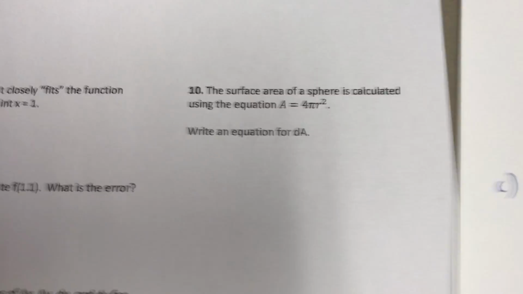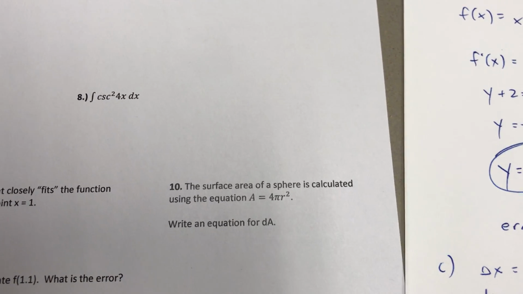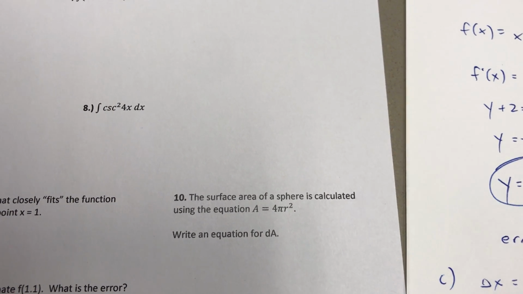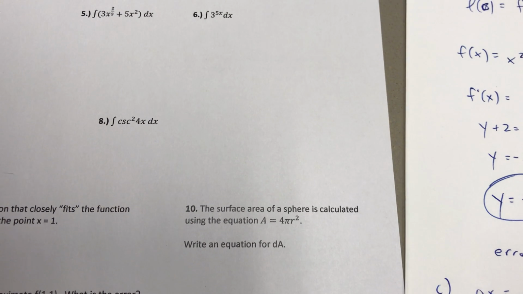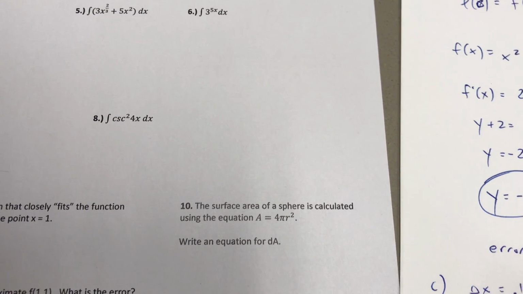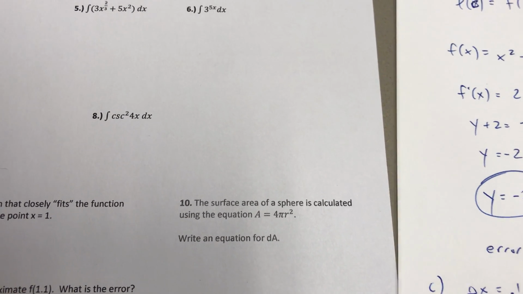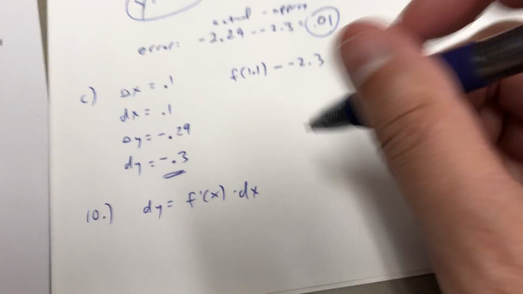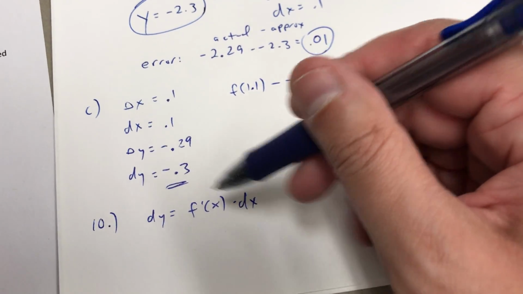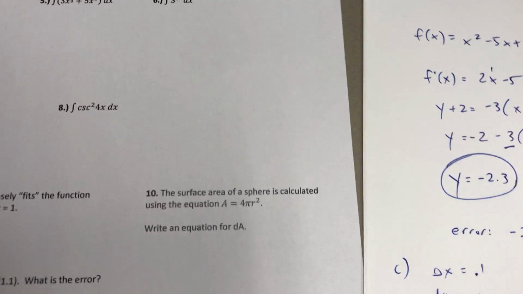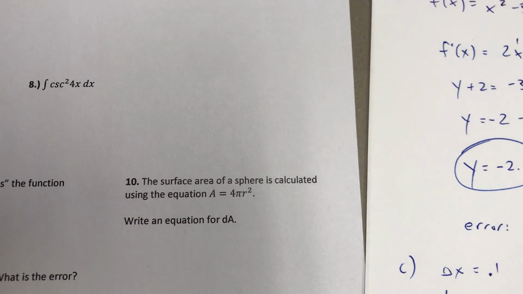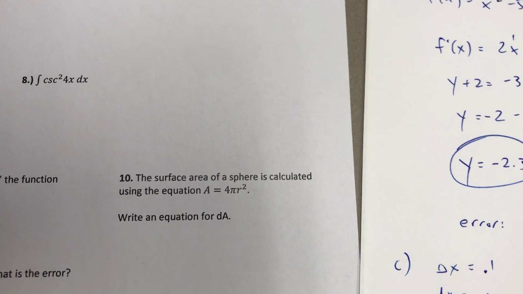Question number 10 says the surface area of a sphere is calculated using the equation A is equal to 4 pi r squared. They're asking you to find the equation for dA. Remember that dy is just equal to the derivative times dx. Or you can take the slope times the change in x, and that'll tell you the estimated change in y if you had a linear function. So this is really the same thing. We're just using an A variable and an r variable instead.